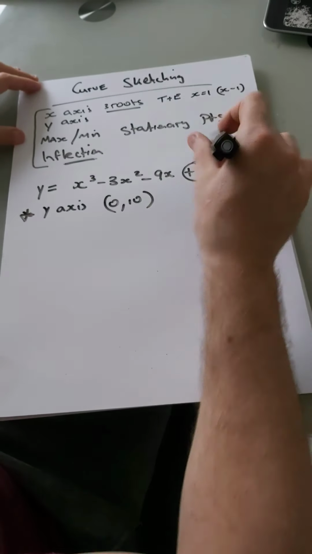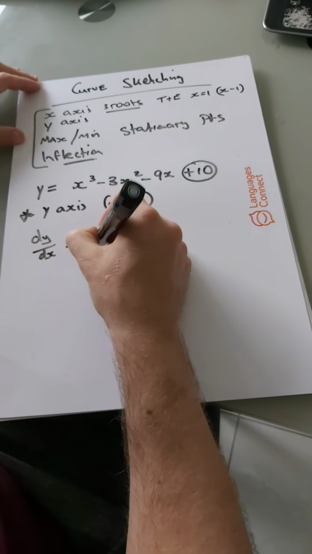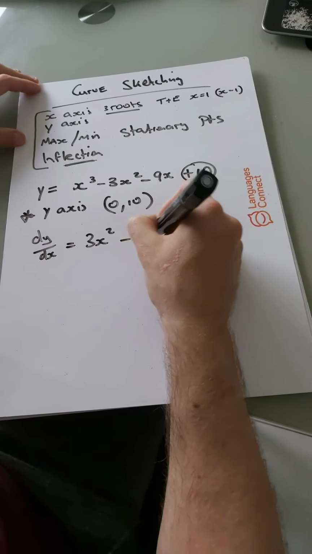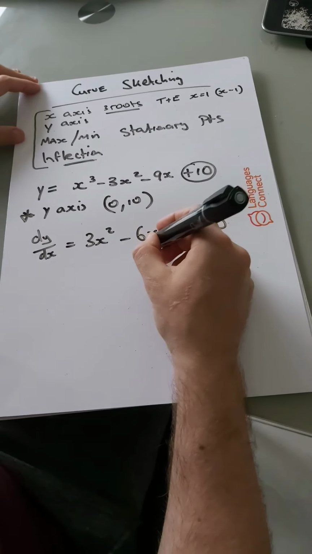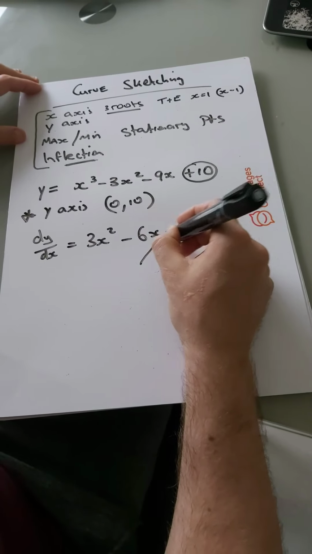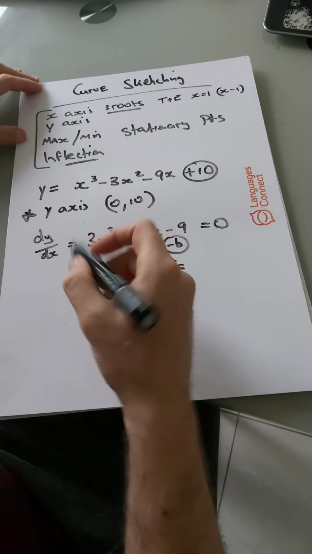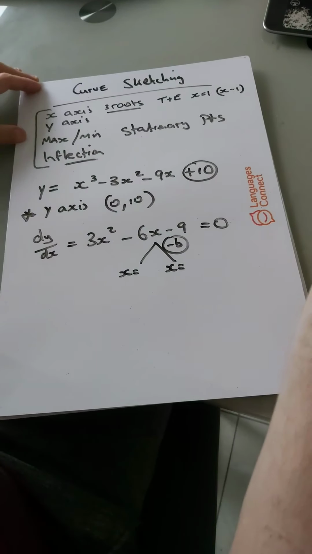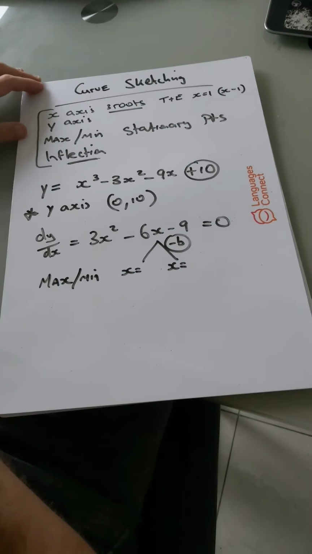Now, max and min stationary points, we've talked about that. dy/dx is equal to 3x squared minus 6x minus 9, we let that equal to 0. Okay, we use the minus b formula and we get two values of x and we sub them back into the original equation, we get two values of y. I'm hoping that's okay for max and min stationary points.